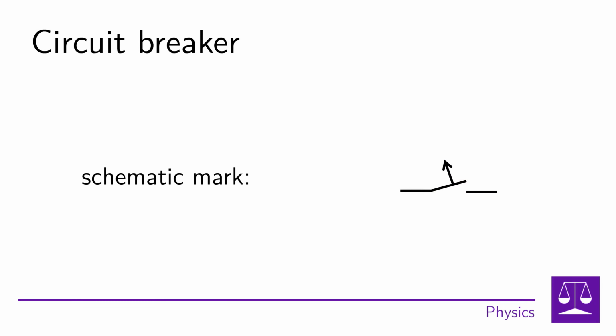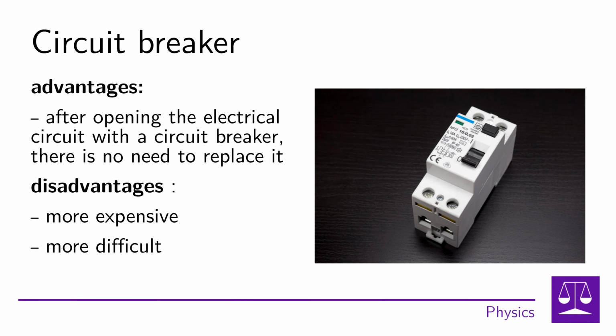The schematic marking of the circuit breaker, then, looks as we have shown in the figure. Just as a fuse resembled a thin wire in a tube, then a circuit breaker closely resembles a switch. Now let us mention the advantages and disadvantages of this component in the protection against large current.